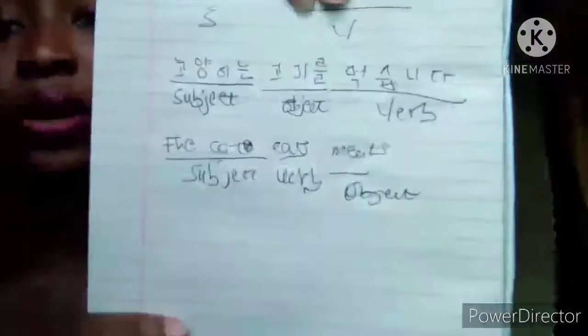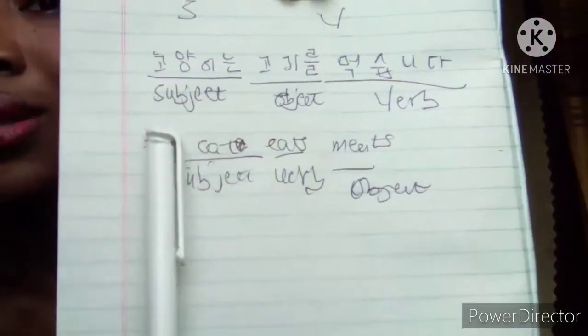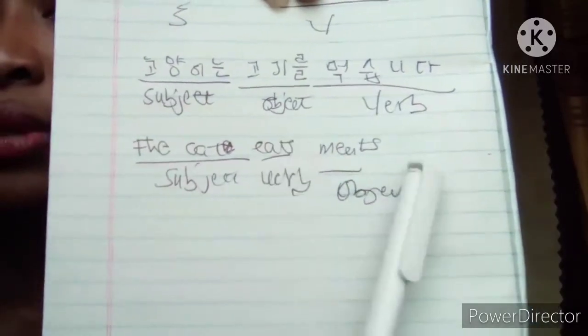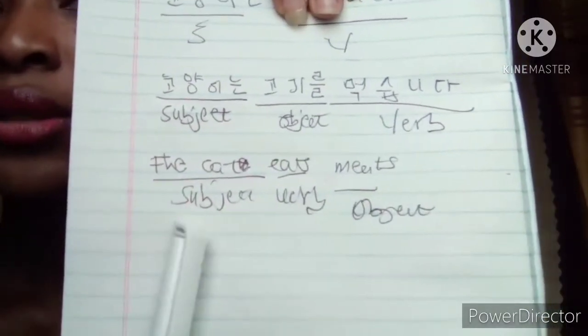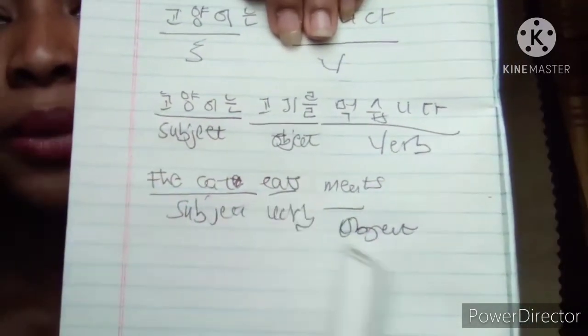So yeah, this is what I was saying. You see in Korean sentences, the subject comes first, the object in the middle, and the verb last. And in English, you see the subject first, the verb in the middle, and the object last. That's the difference between Korean sentence structure and that of English structure.